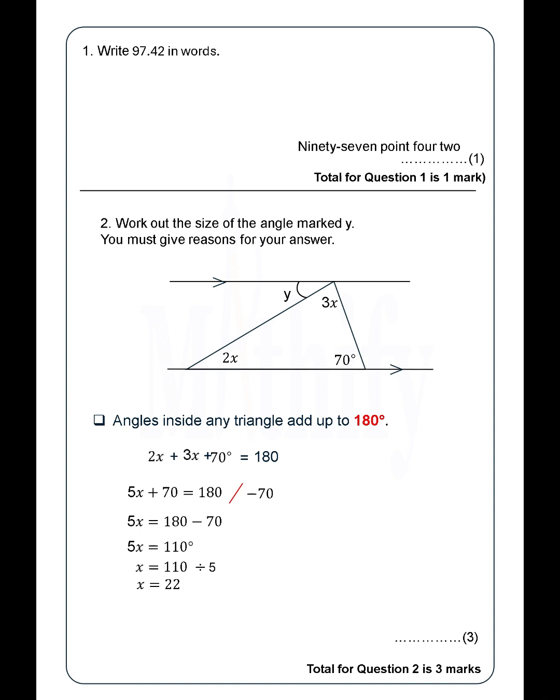X equals 22. To work out 2x, we know that x is equal to 22, so multiply that by 2. This is equal to 44. As mentioned earlier, y is equal to 2x. Therefore, the value of y is equal to 44 degrees because of alternate angles. So alternate angles are equal to each other.